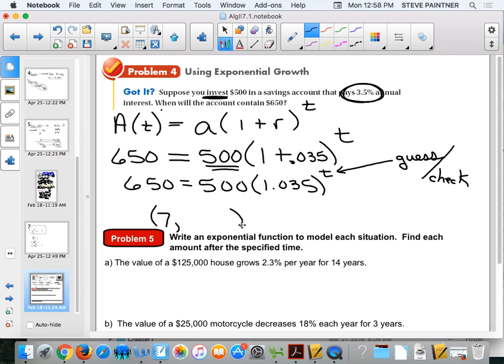You wanted the answer? Yeah, give me the answer. Just give it to me. 636. You guys, we want 650. We're too short. We want more time. Throw something else in. 8. Throw 8 in. What do you get?